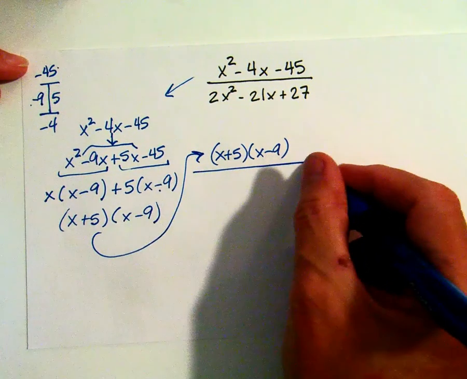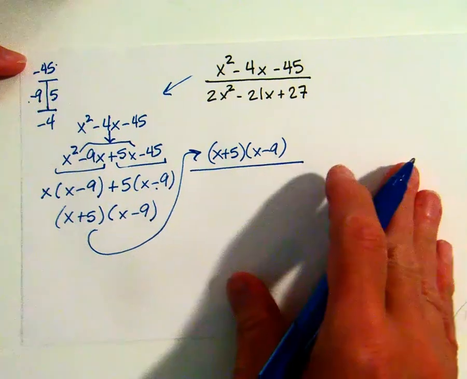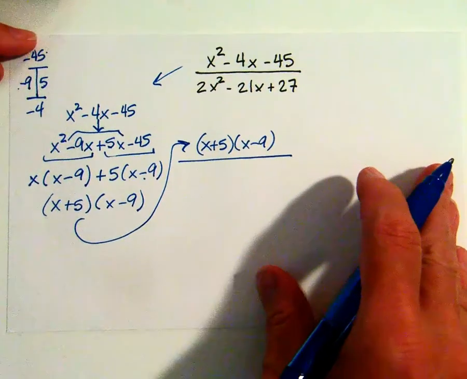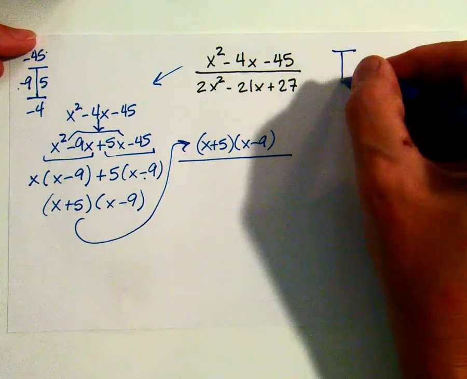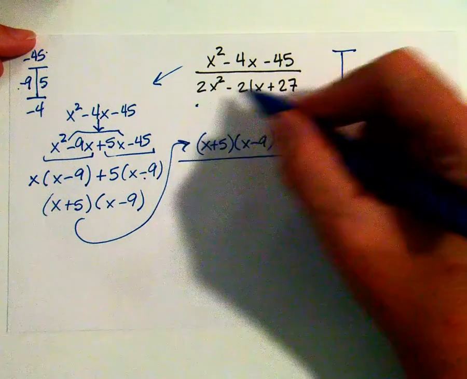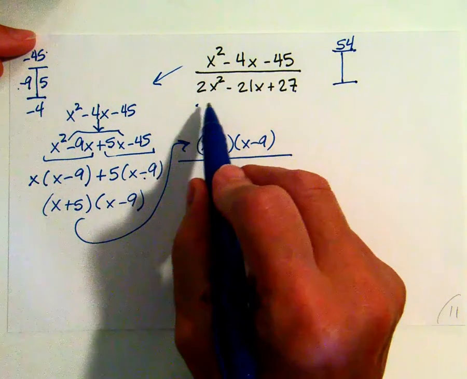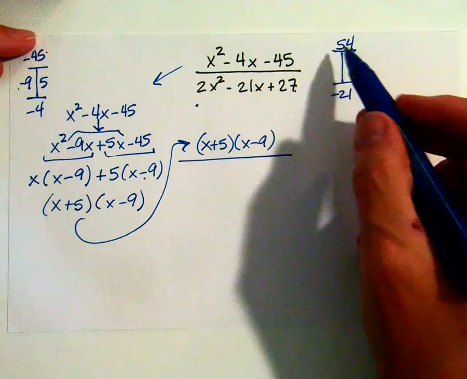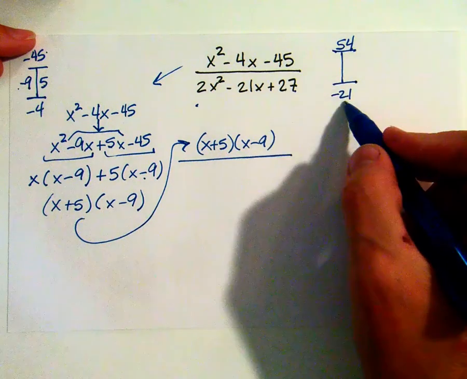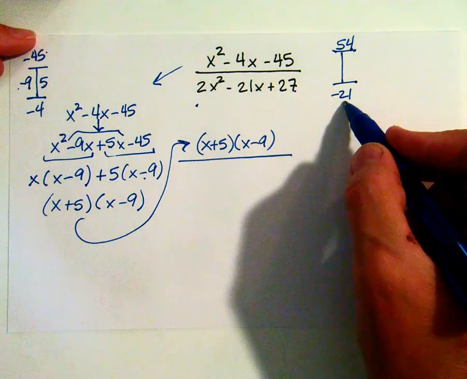And then I've got to figure out the denominator. What a fun thing. Same deal. Let's see. I can factor. 2 times 27 is 54, and negative 21. So A times C, and B goes at the bottom.